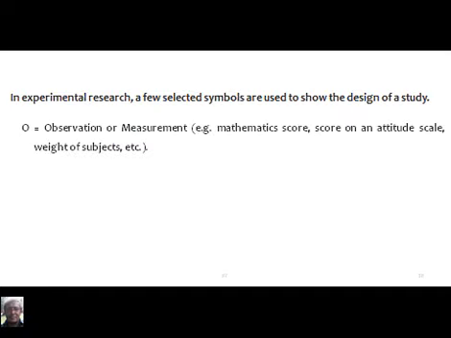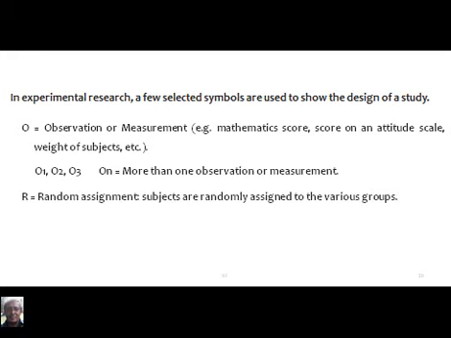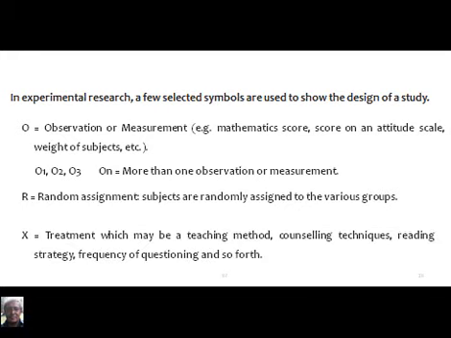O equals observation or measurement, for instance mathematics score, score on an attitude scale, weight of subjects, etc. O1, O2, O3 and so on equals more than one observation or measurement. R equals random assignment. Subjects are randomly assigned to the various groups. X equals treatment, which may be a teaching method, counseling technique, reading strategy, frequency of questioning and so forth.